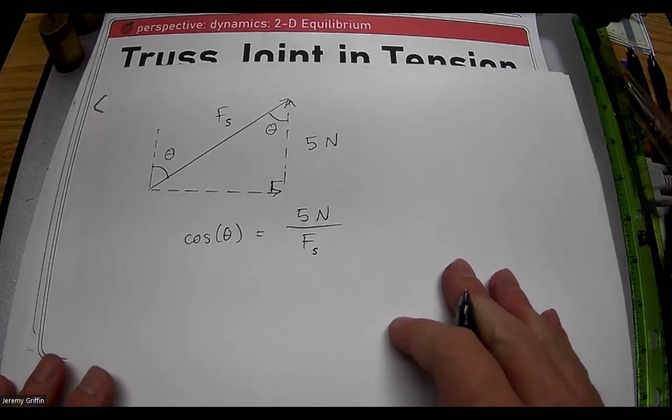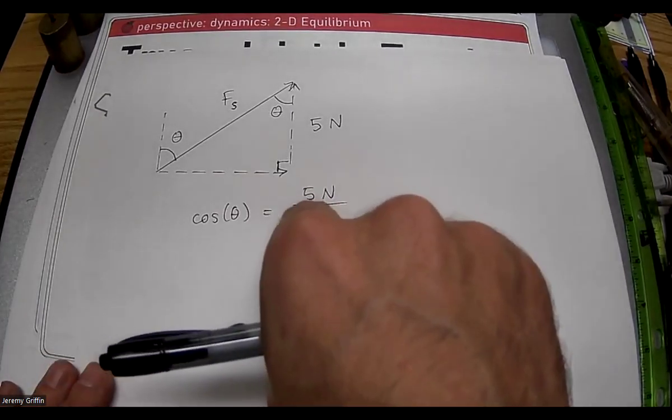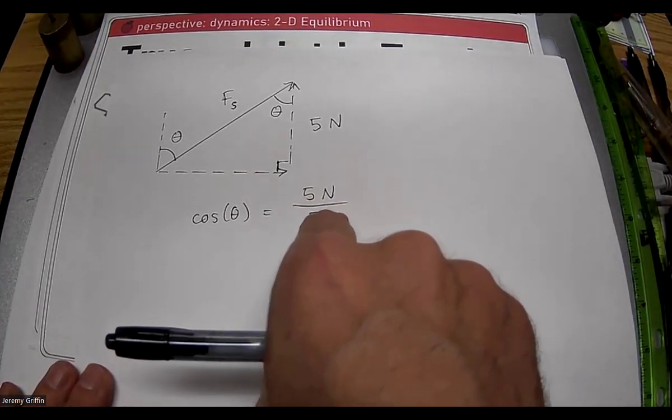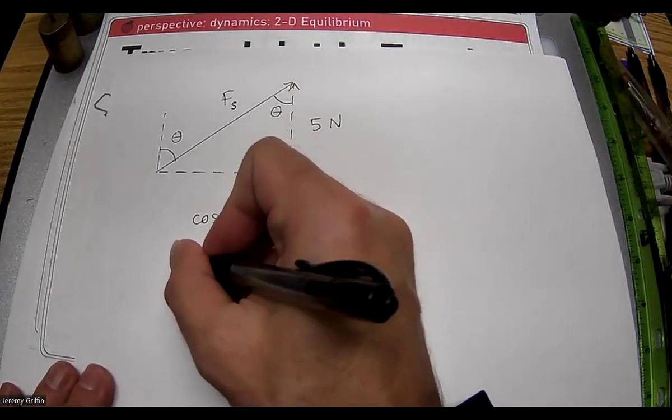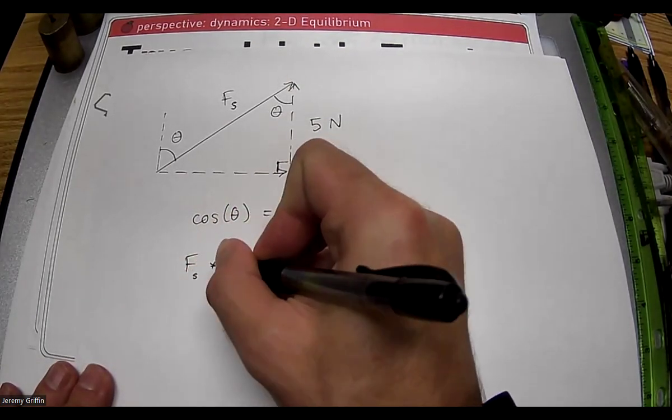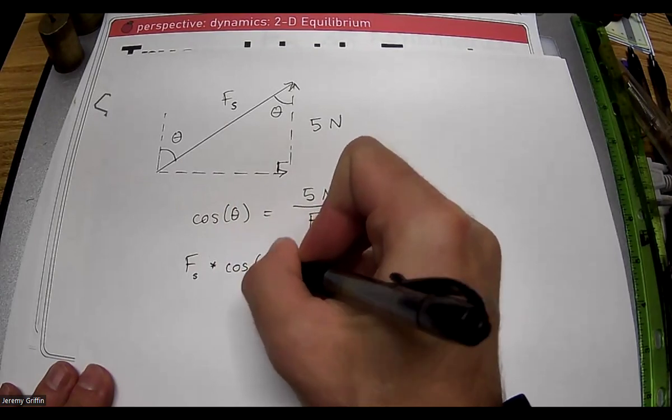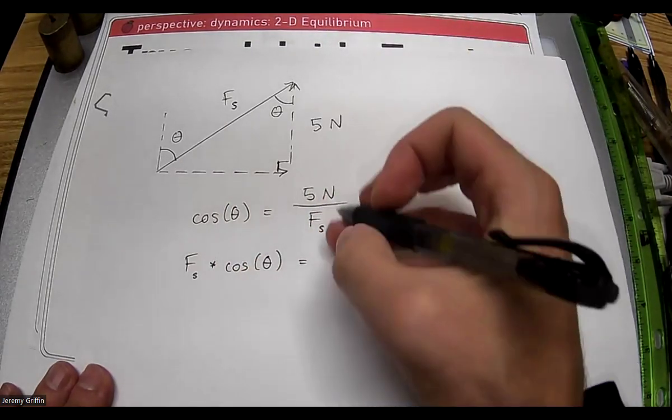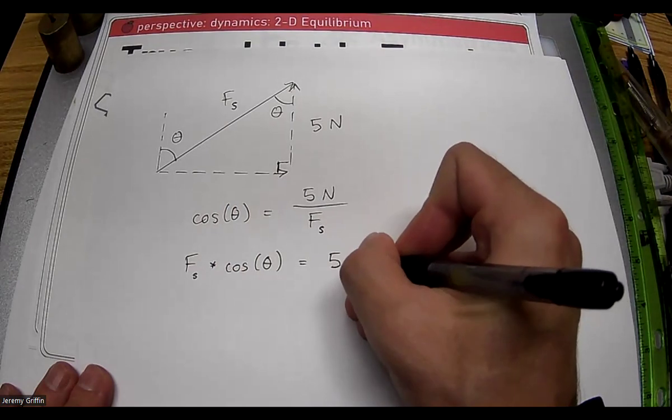Or what I was really recommending to you guys a few weeks ago is to do a little algebra shuffle and actually memorize it this way. If I cross multiply, the spring force times the cosine of that reference angle always gives you this adjacent leg, which turns out is locked in place at 5 newtons.